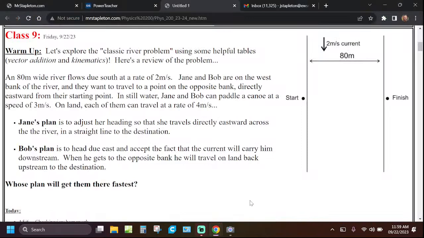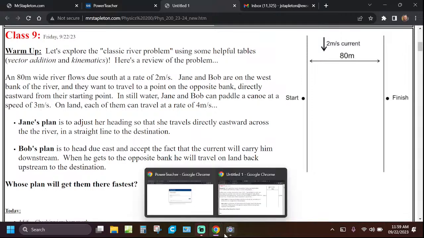There's Jane and Bob, and I kind of want to make a statement about whose way is simpler, but there's something easy about Jane's plan and something easy about Bob's plan. Jane is trying to start here and go straight across. In order to do that, she has to aim upstream because the river is going to be pushing her downstream. If she just aims for the finish line, she's going to get carried this way. And that's what Bob's doing. So I want to figure out how long it's going to take Jane to cross.